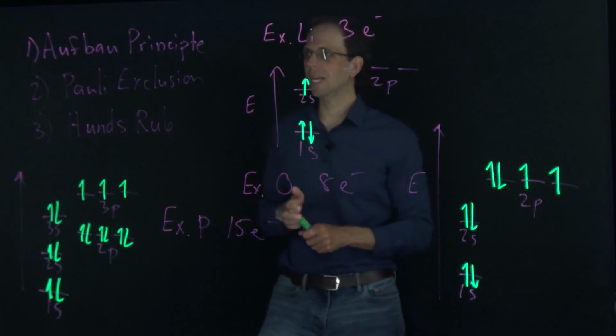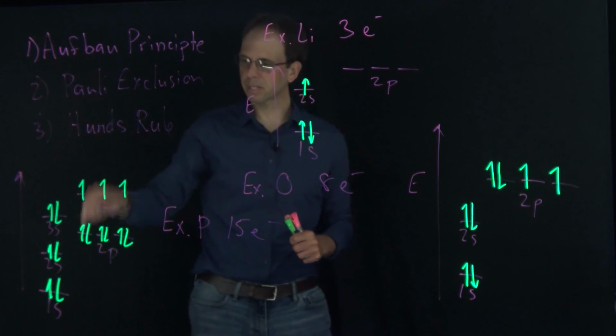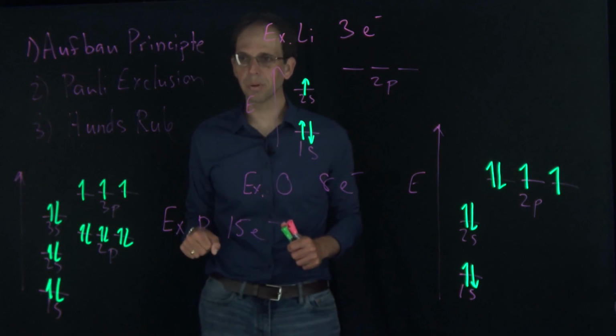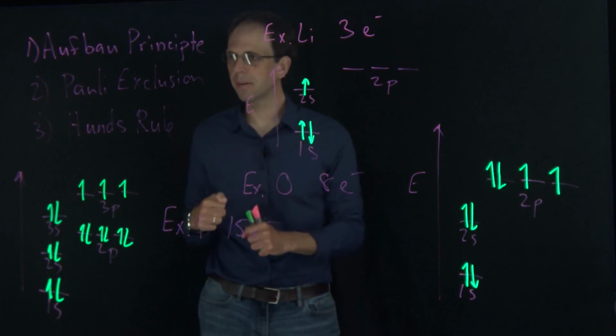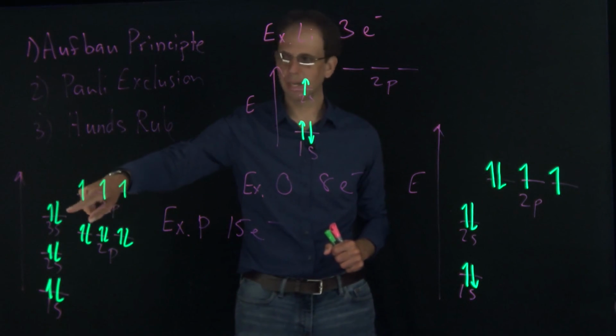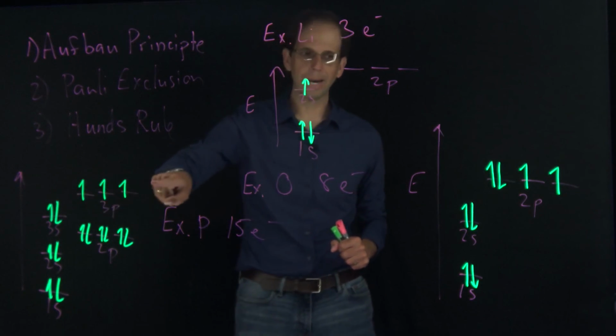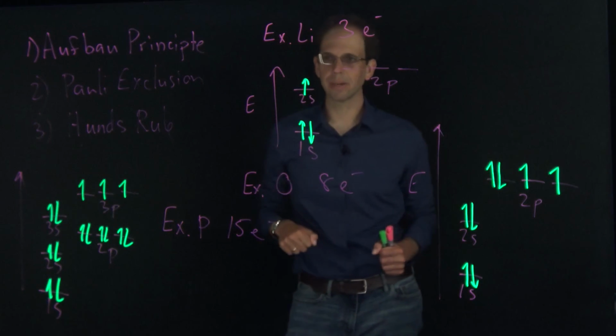So again, the key 3 ideas are Aufbau, build up from the bottom up. Pauli Exclusion, no more than 2 electrons per orbital, 1 spin up, 1 spin down. And Hund's rule, when you have degenerate orbitals with the same energy, put 1 in each degenerate orbital with the same spin before adding any additional ones, for example, as we did with oxygen.